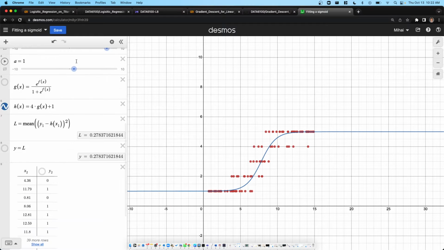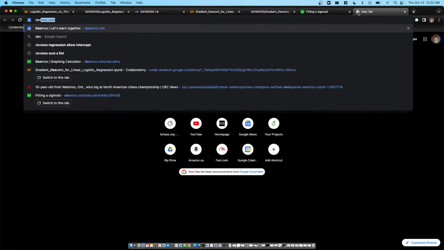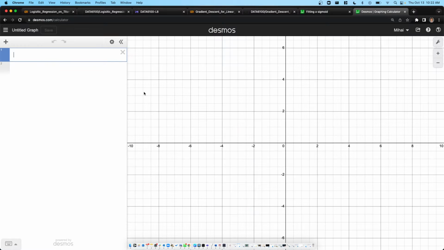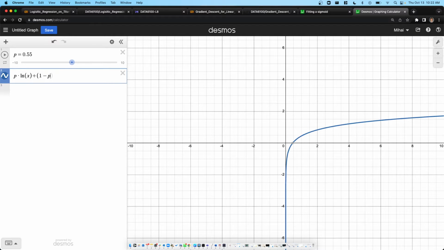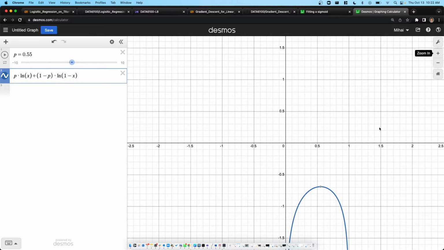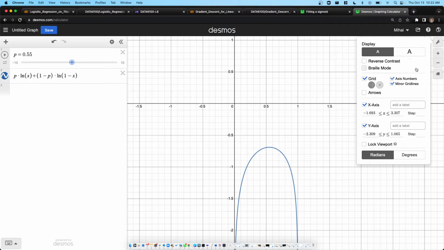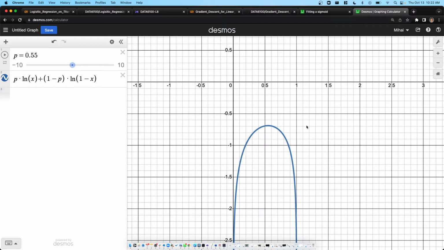So did I do that on here? Let's make a new Desmos. Okay, so let's make p the true probability. P, that was 55%, 0.55. And let's look at the formula, which is p times the log of x plus 1 minus p times the log of 1 minus x. And so this is the curve. And of course, it lives between 0 and 1. And you can see what happens when you slide p around.